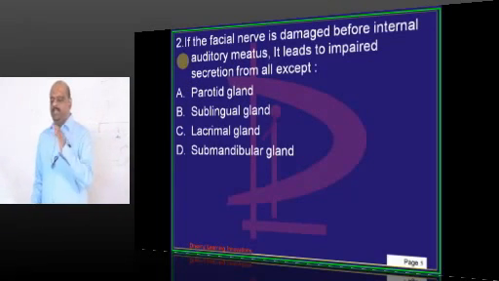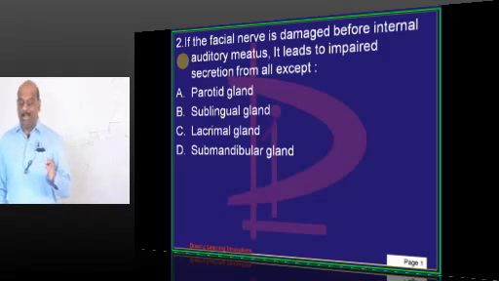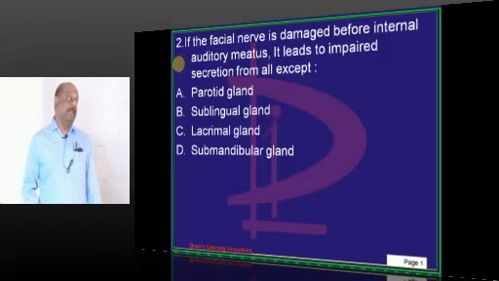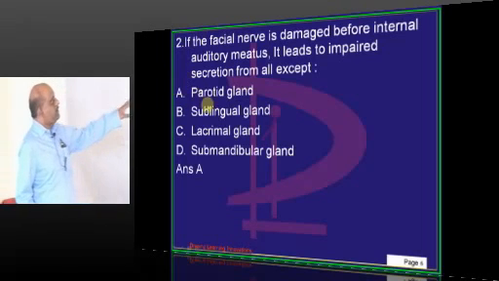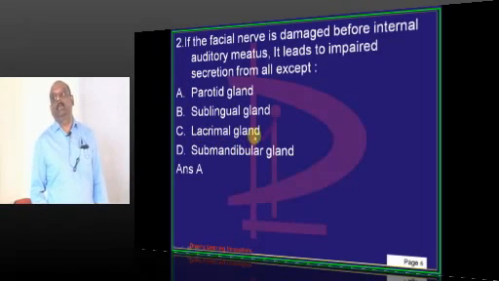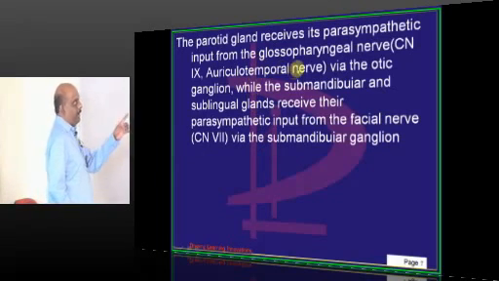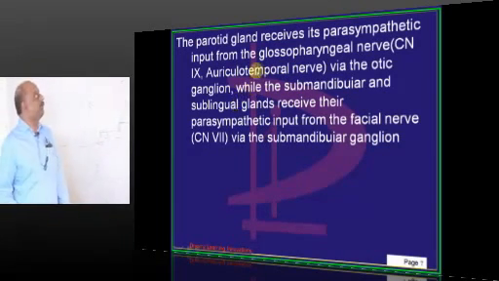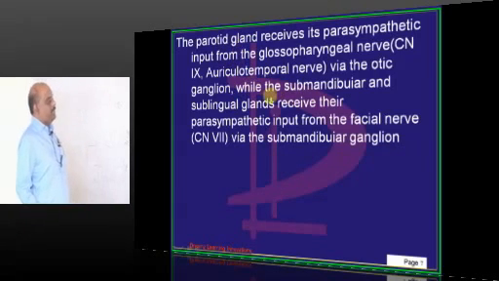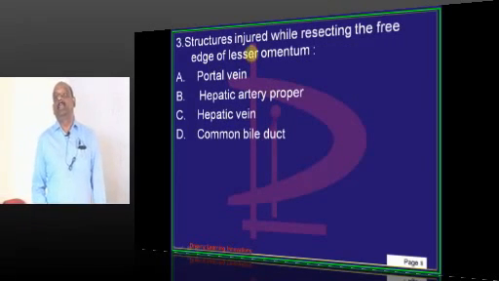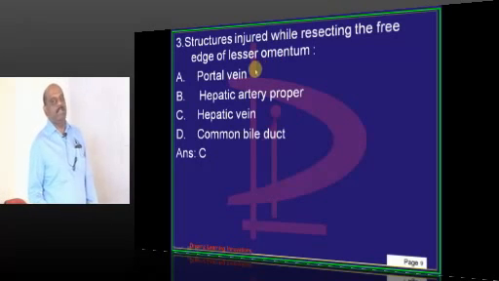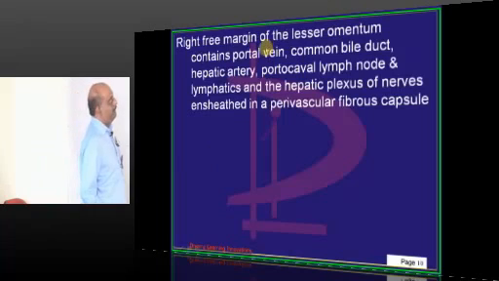If the facial nerve is injured, what glands are affected? It is a secretomotor nerve. It is for the sublingual, lacrimal and submandibular, but not for the parotid. And for the parotid, it is the glossopharyngeal nerve which provides the parasympathetic innervation, is what you need to remember.